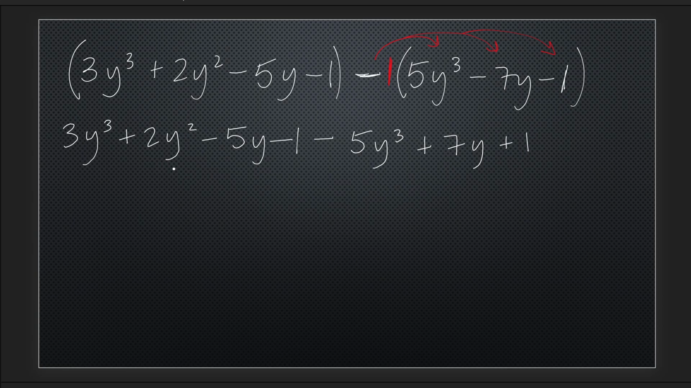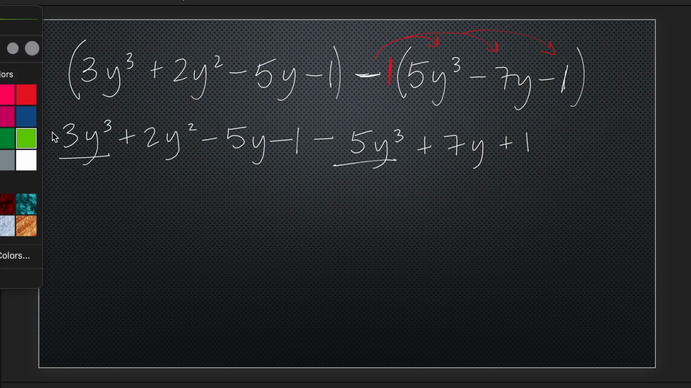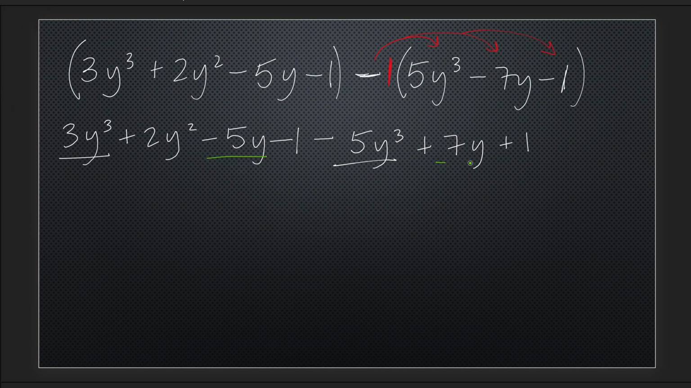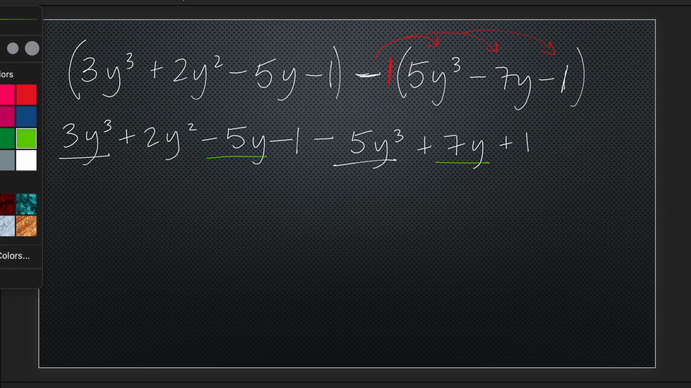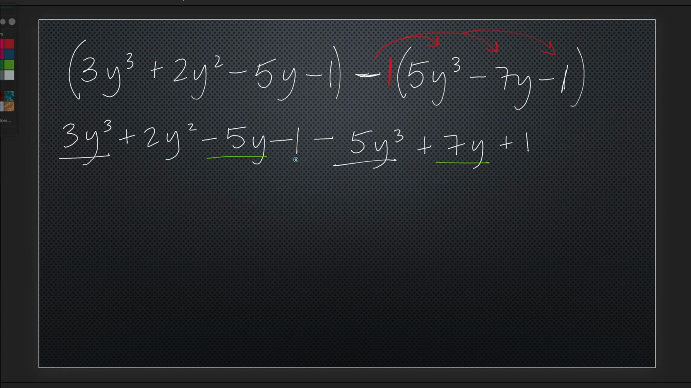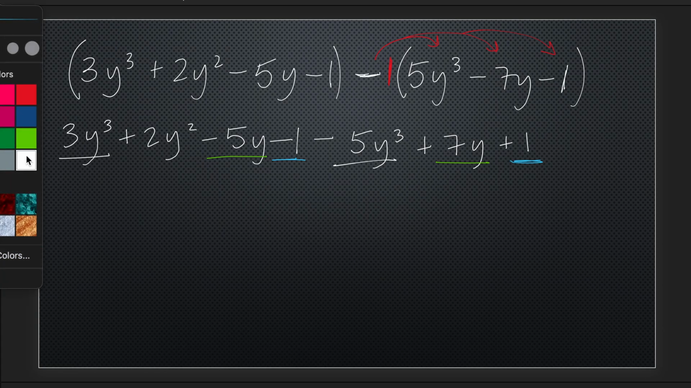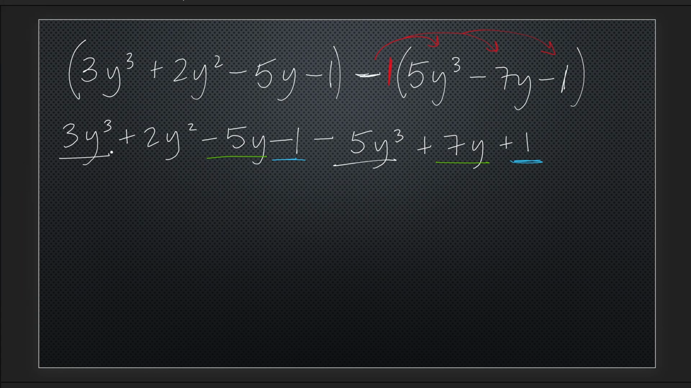So now we look for like terms. Here's y to the third terms here and here. We have a y squared term by itself. Then we have y terms that are alike. And then we have numbers here. So we have 3y to the third minus 5y to the third. So that'll be negative 2y to the third.